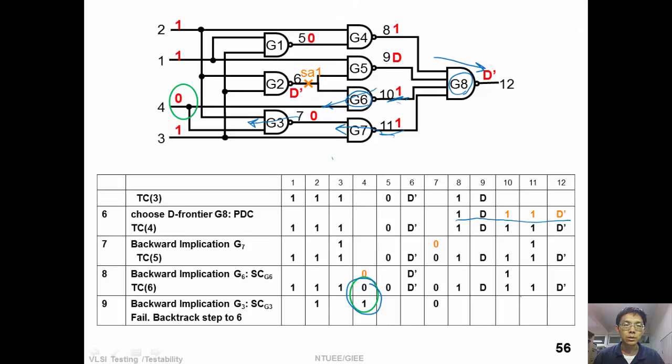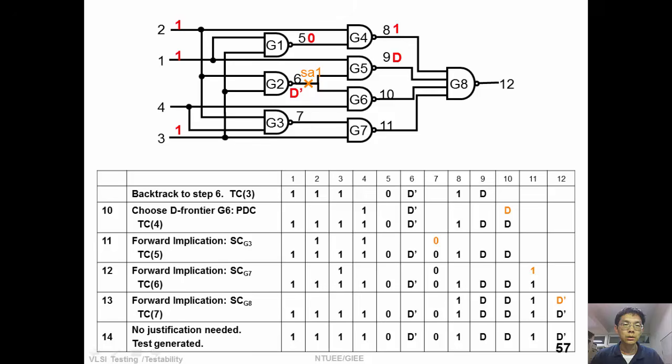The last decision we made was in step number 6, where we chose the D frontier G8. This was a mistake. Now we backtrack to step number 6, starting from test cube number 3. This time we choose to propagate through gate G6. So we assign input 4 to be 1.